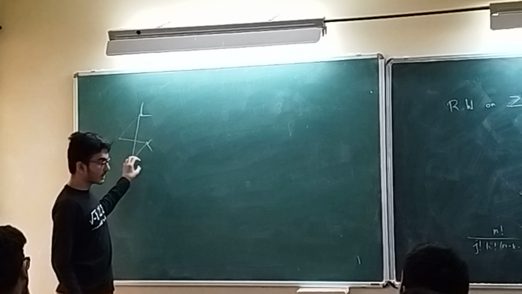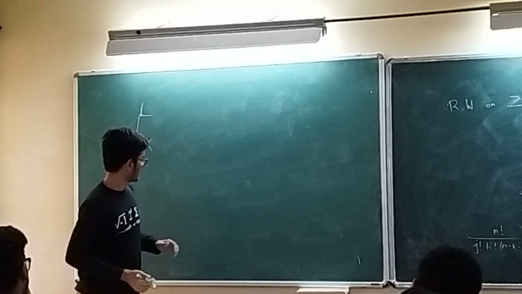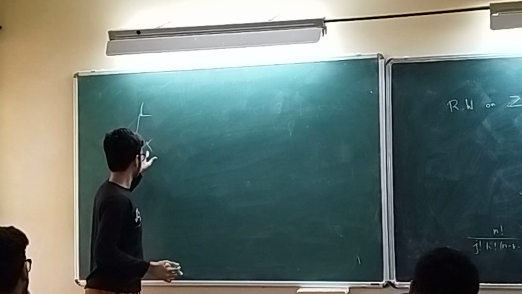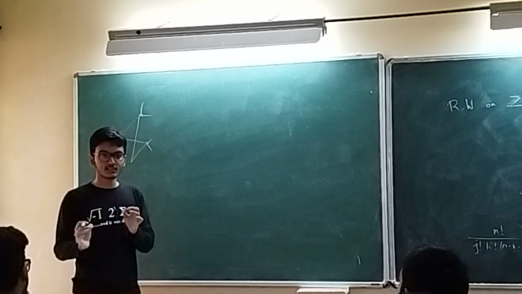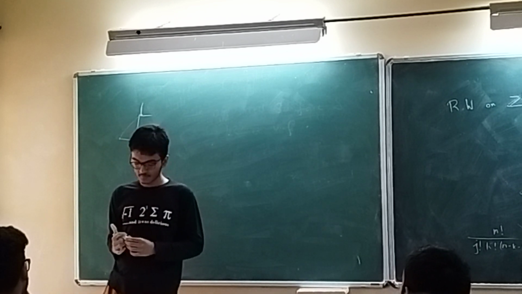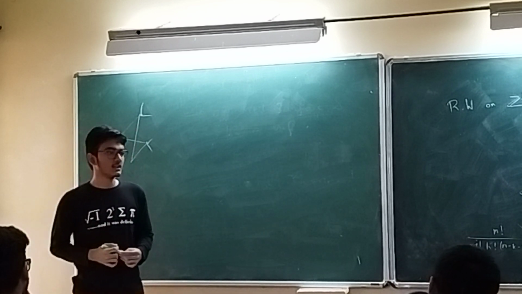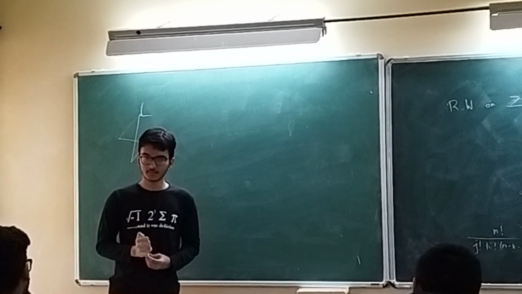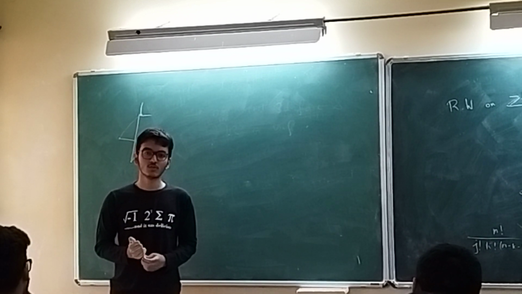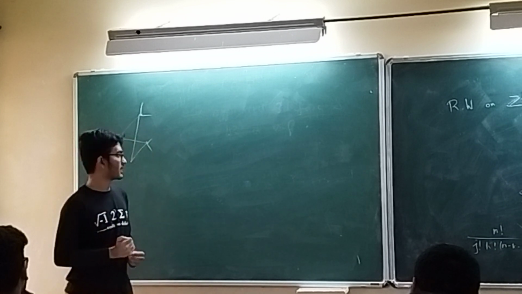Now you want to color this graph. So you put colors in such a way that the adjacent vertices have different colors. Now let's say you want to generate a random coloring. For some reason, I don't know why, but you want to generate a random coloring.